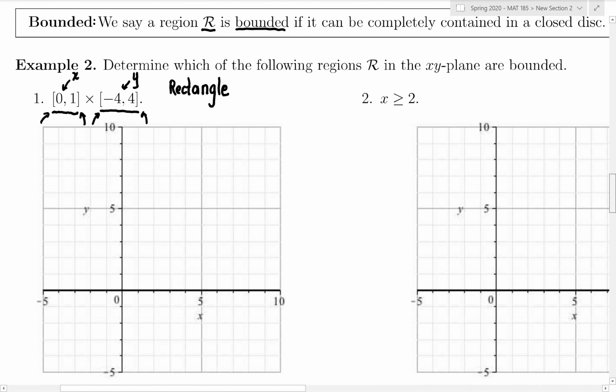All right, so let's go ahead and sketch this one. x we know is between 0 and 1, y is between negative 4 and 4. So it's right there. Bear with me. Negative 4 and 4. So this region here is our region R.